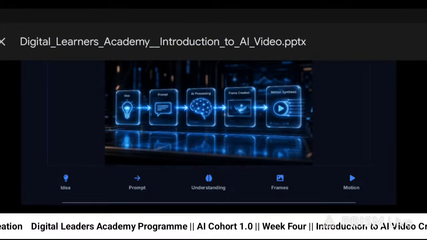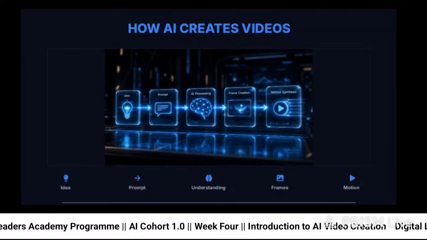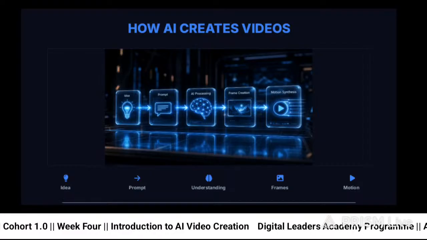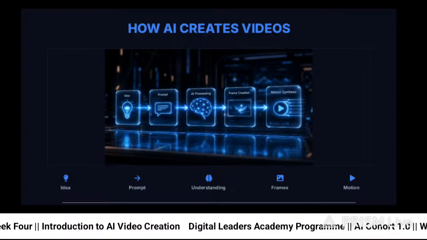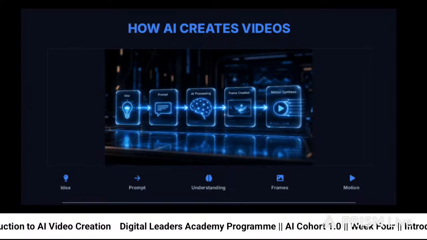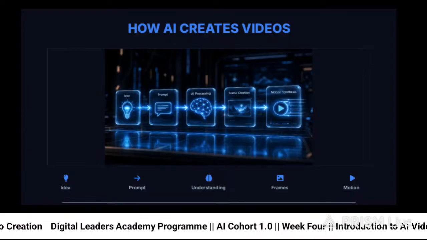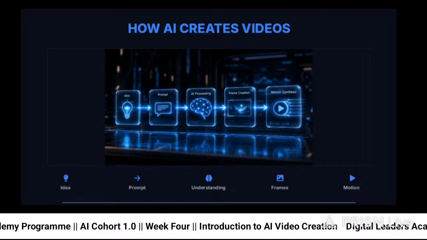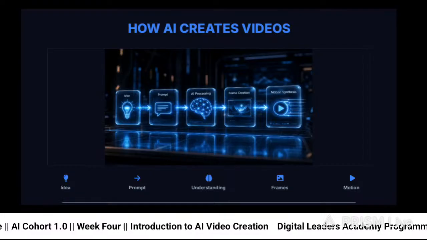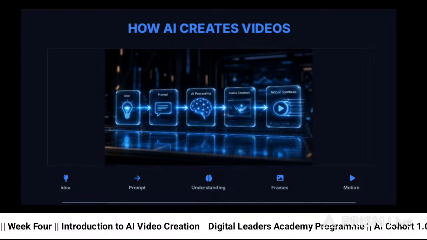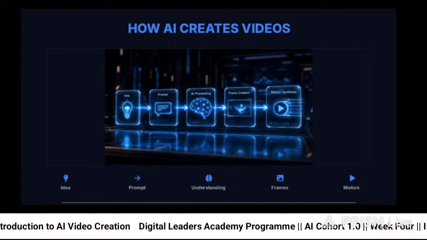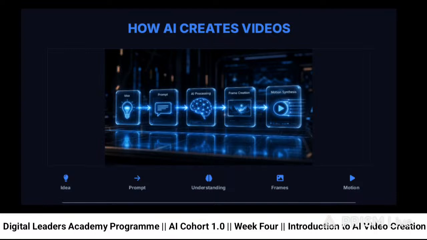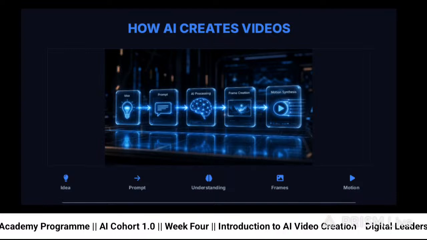Okay, let's continue. To the next one, you have the motion. The motion is where your static characters or images or elements of your videos in your frames gain some animation. Let me use that word, animation. The moment where your character starts to speak, starts to move, starts to interact, starts to perform some actions. That's what is called motion. So this is how artificial intelligence processes the creation of AI videos.